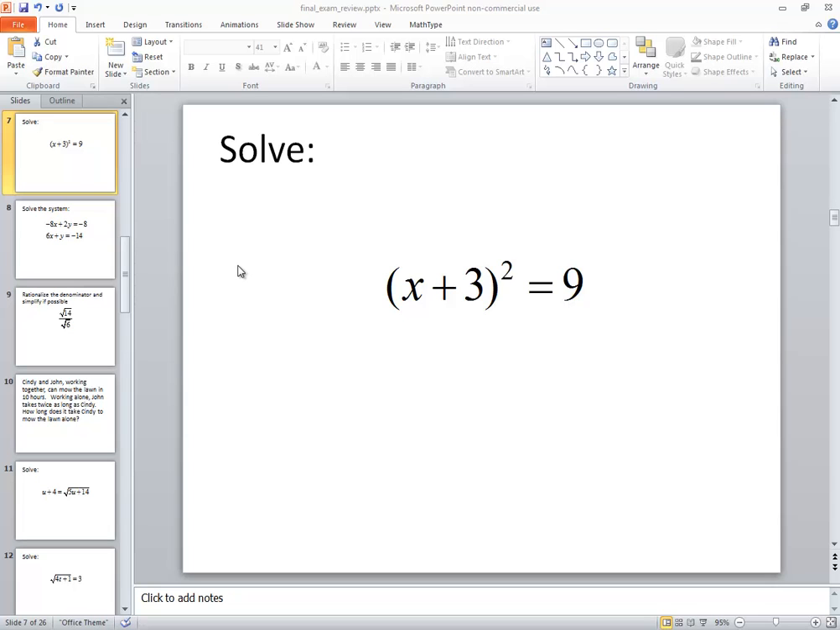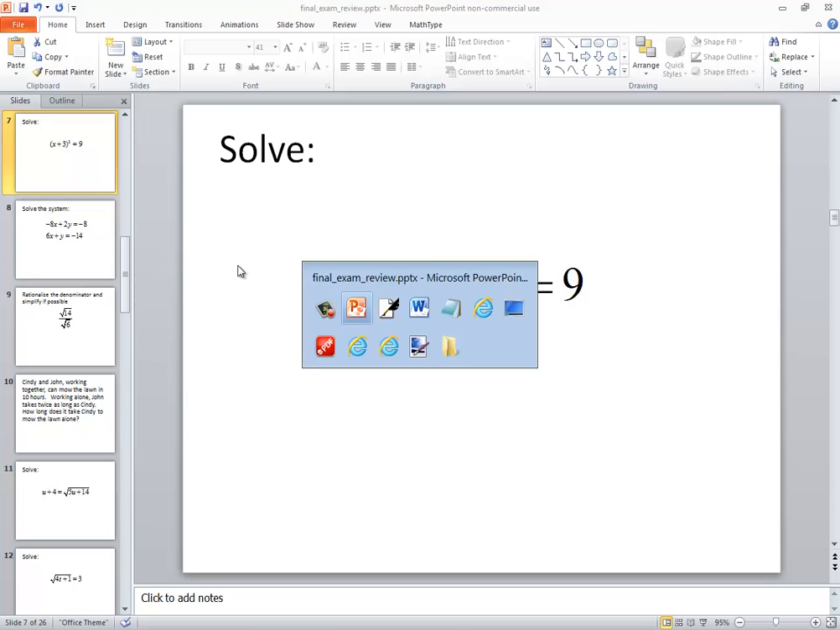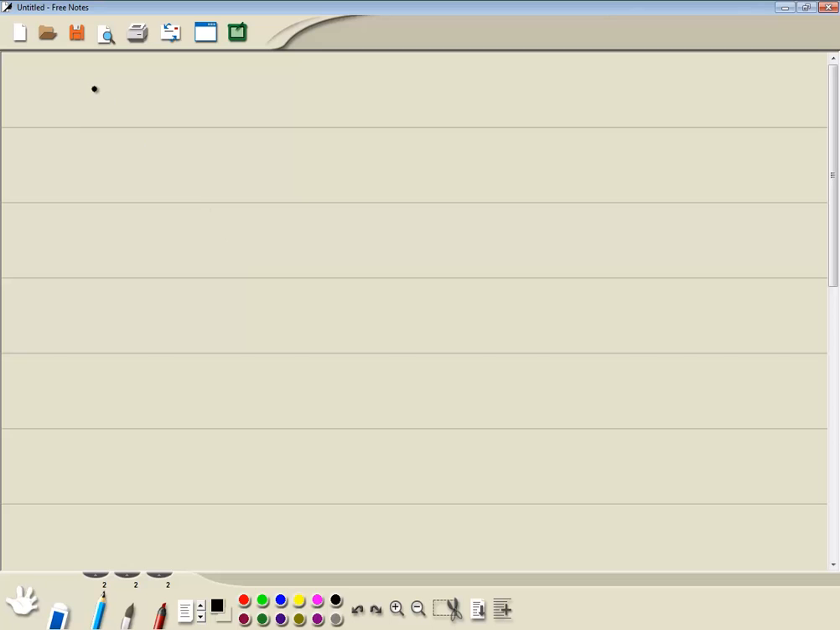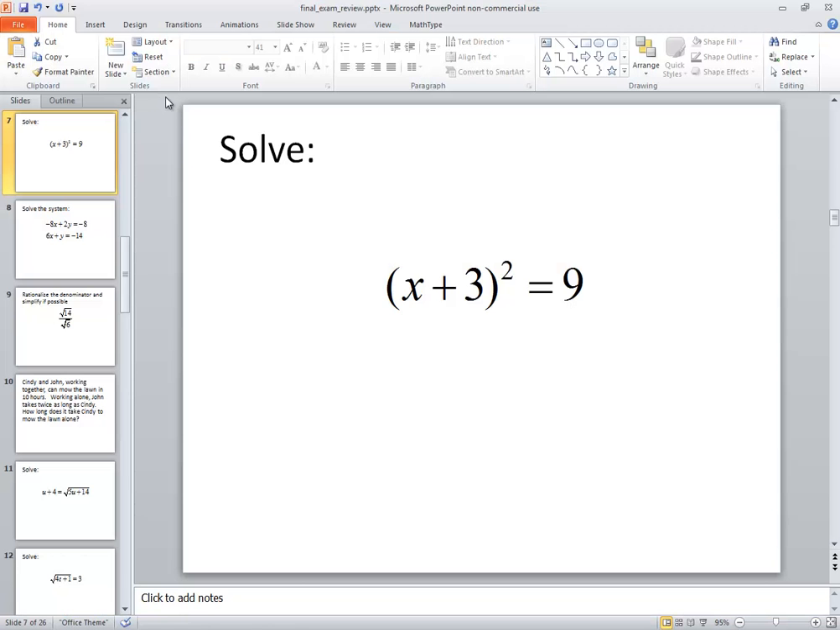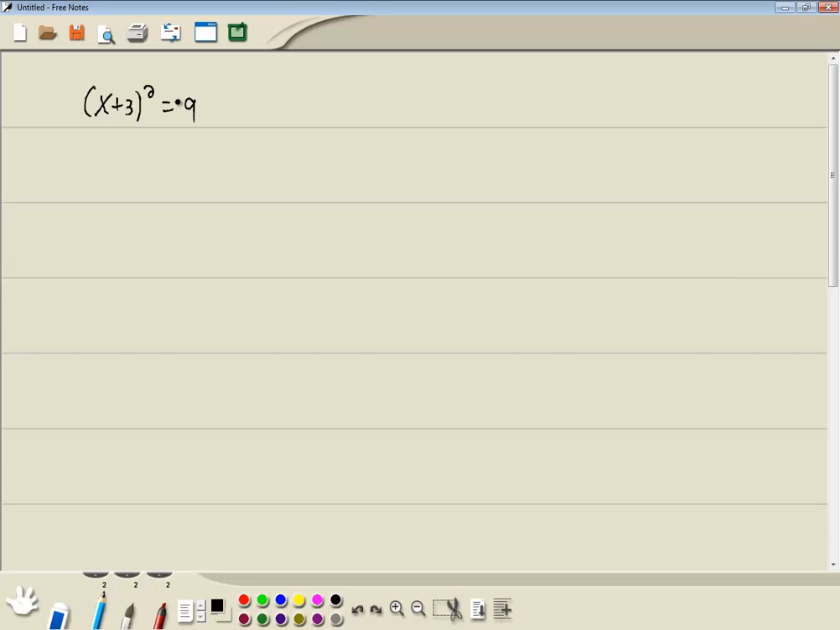Let's take a look at this problem. We want to solve this. And we got x plus 3 squared equals 9. Just refresh your memory on the square root property.